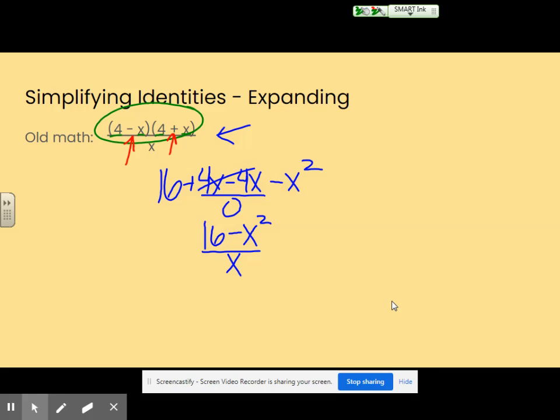What it'll lead to every single time is the first term being squared, in this case 4 squared is 16, minus the last term being squared, in this case x squared. It's a really cool pattern. If it helps you out to distribute each time or FOIL, that's a-okay, but this is a nice little shortcut.